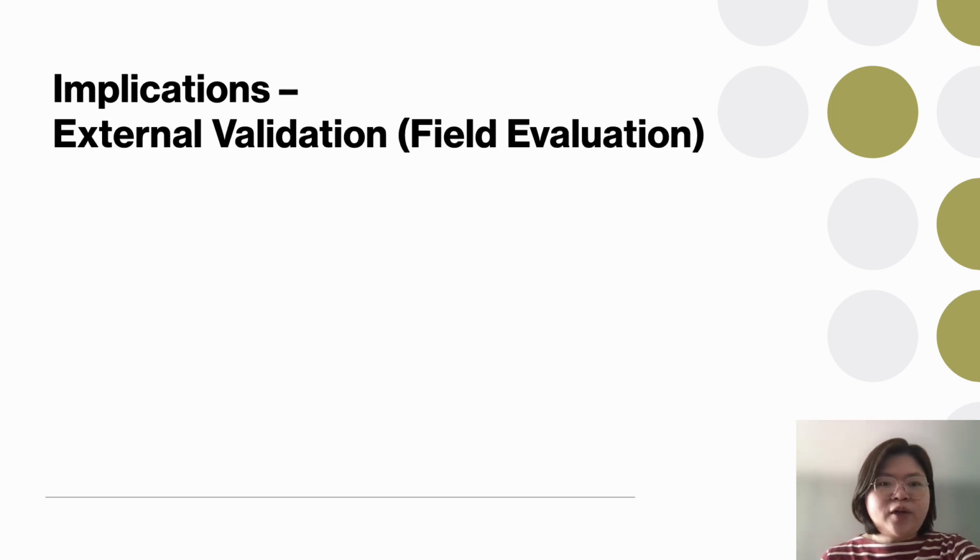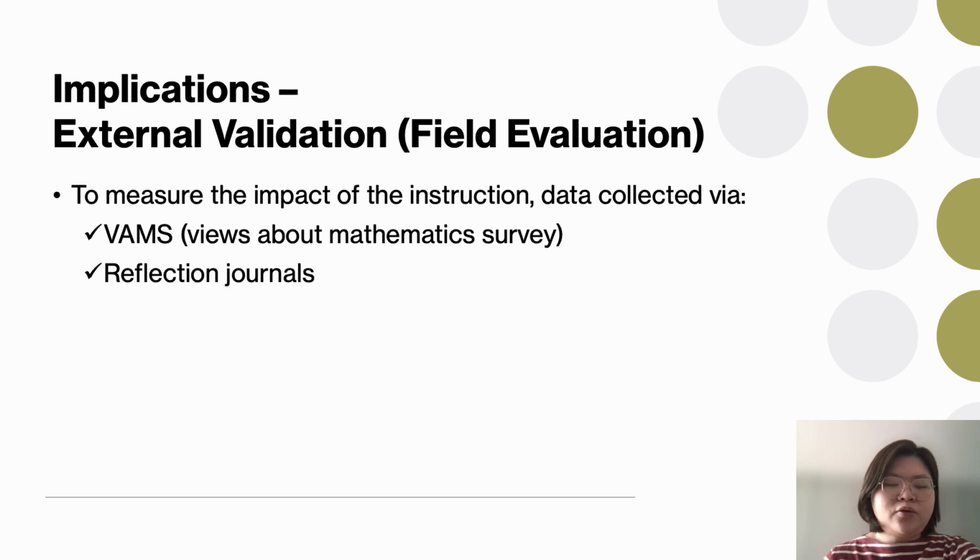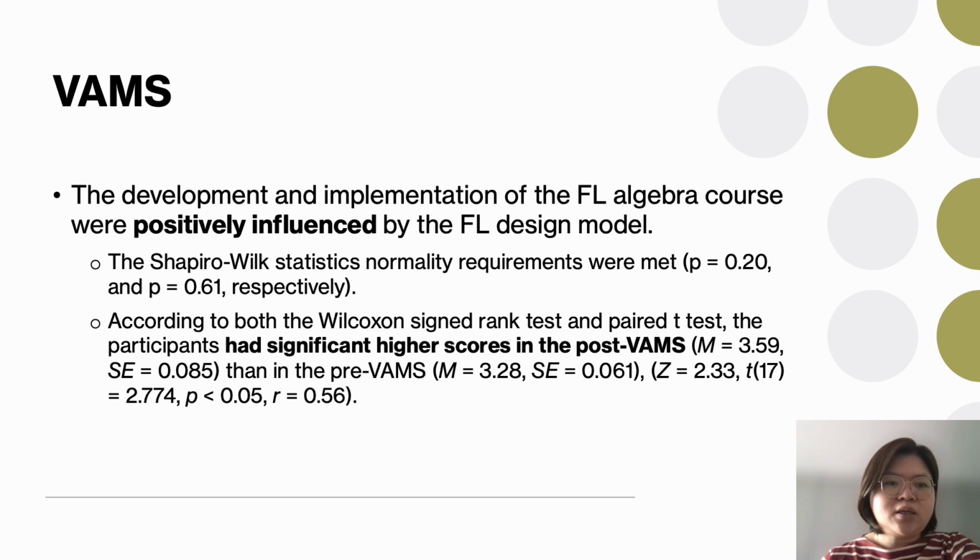Apart from internal validations, there are also external validations performed through field evaluations, which consist of VAMS, reflection journals, and student satisfaction. The findings in the VAMS demonstrated that the flipped learning design model had a very positive impact on the development and implementation of the flipped learning algebra course. This can be seen from the data collected. First, the Shapiro-Wilk statistics showed normality requirements were met. Second, the Wilcoxon signed rank test and parity test both presented significantly higher scores in the post-VAMS than in the pre-VAMS.